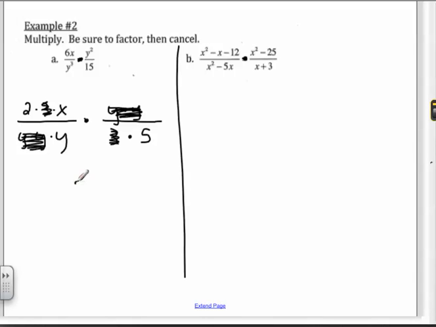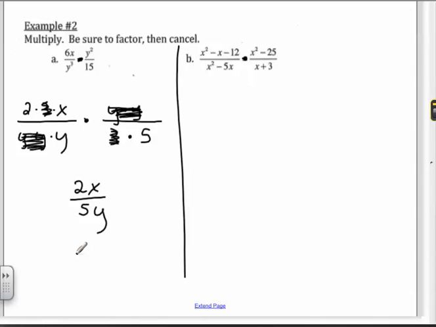So when I multiply straight across, I'm going to get 2x over 5y. Oh, not 5x, but 5y. All right? Fair enough. Okay, now let's look at the next one.